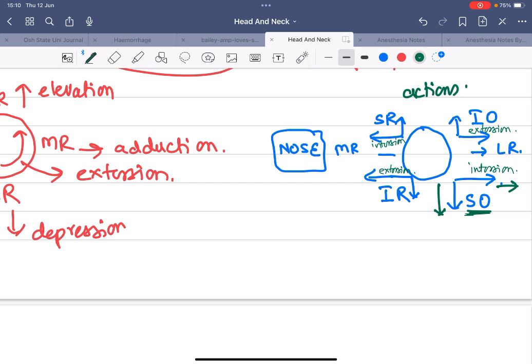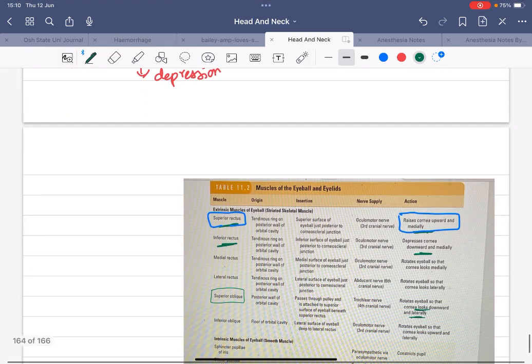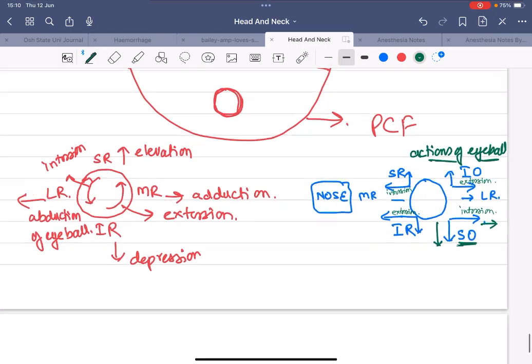You will never ever make a mistake here. Okay, so this is how you can remember it. Clear to everyone? So just remember this diagram. If you remember this diagram, you will never ever make a mistake.